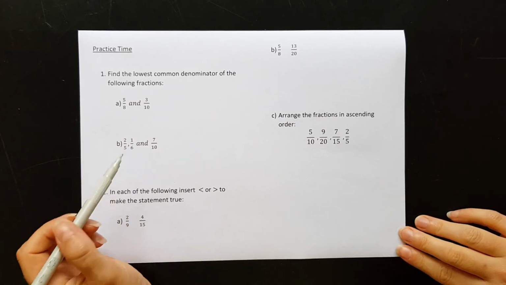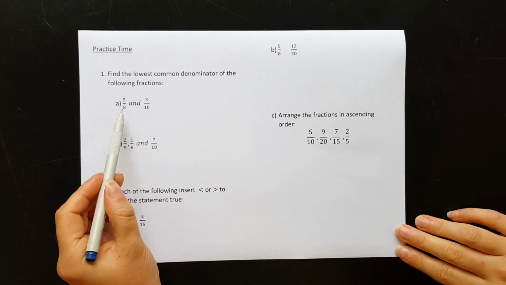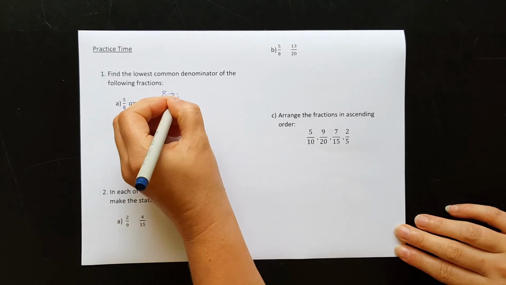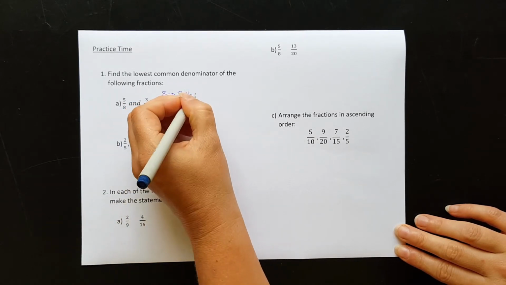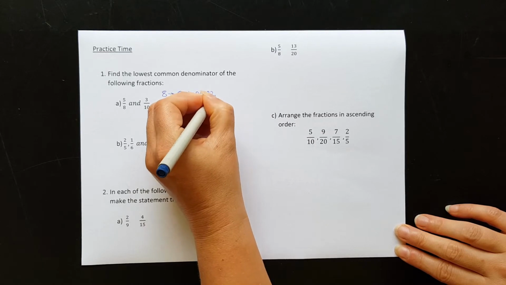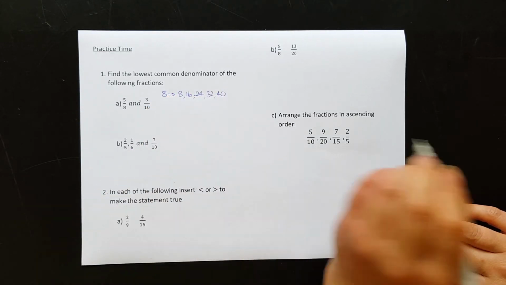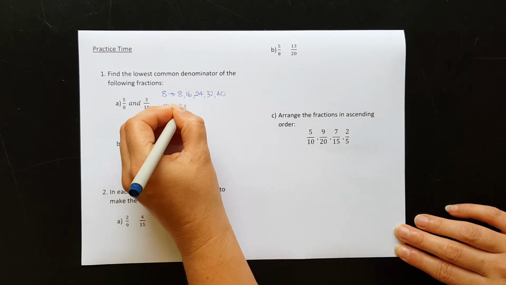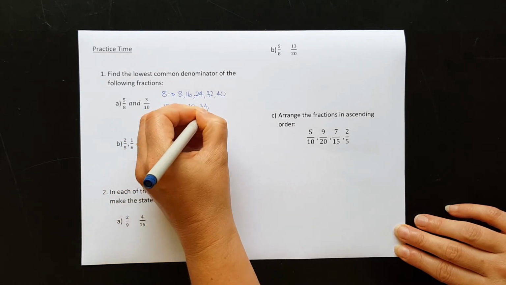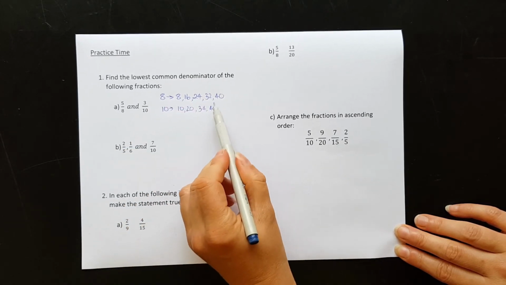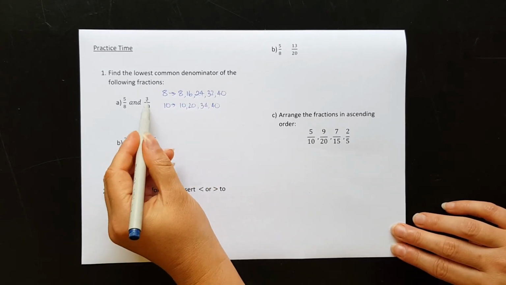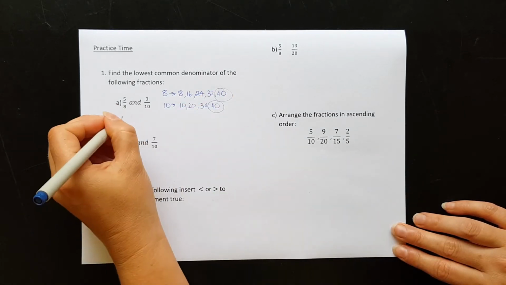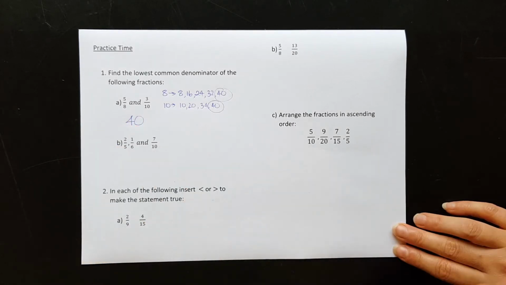Okay, question 1. Find the lowest common denominator of the following fractions. So we can write down our 8 times tables, for those practicing doing that. 8, 16, 24, 32, 40. All right, that's enough, I think. Then the 10 times tables, you can see 10, 20, 30, 40. Okay, so we know as soon as we get to one with a 0 after it that that's going to be our number, because that is a multiple of 10. So our lowest common denominator is 40.